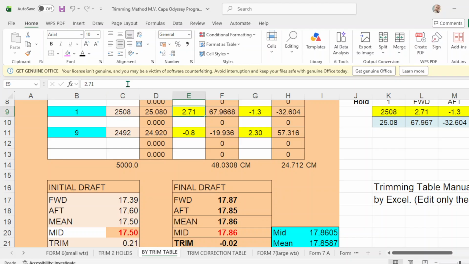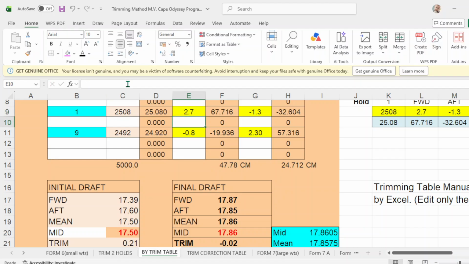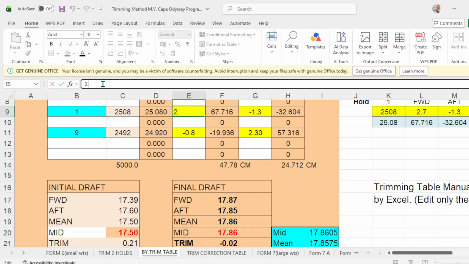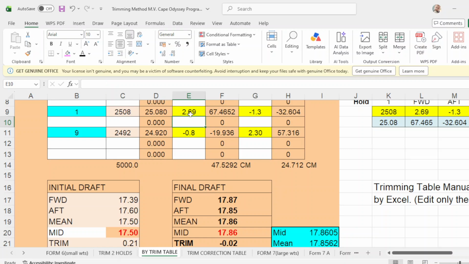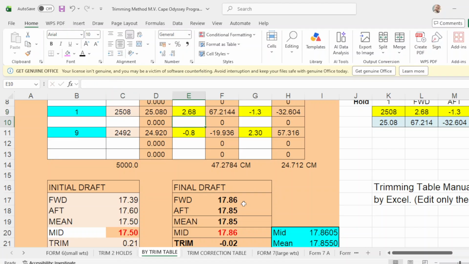Make it 7.0. Make it 6.9. Okay, make it 6.8. There you go, 1786. Then we will increase this one.